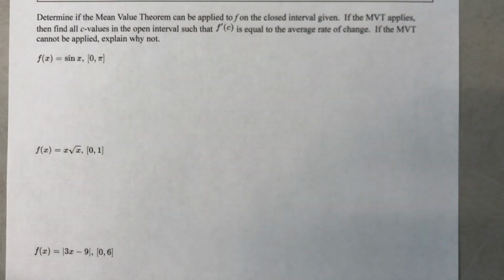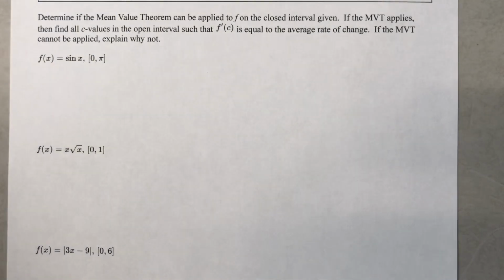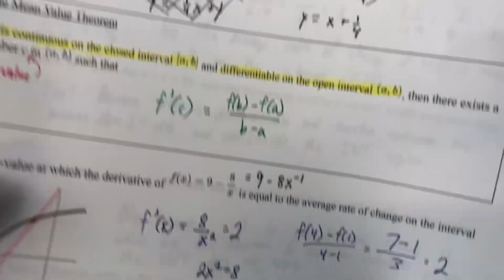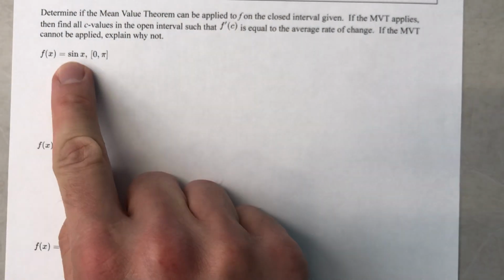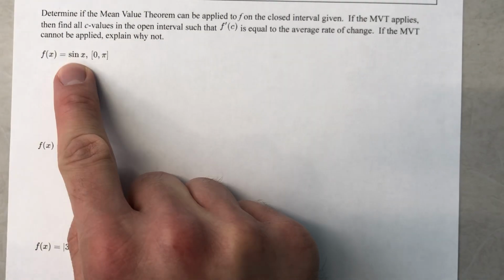Ooh, what? A lot of stuff going on here. We're wanting to apply the mean value theorem. In order to apply the mean value theorem, we have to meet some conditions. We have to have continuity on the closed interval, differentiability on the open interval. Let's move on. Sine is a continuous and differentiable function. It's going to work. Let's do it.